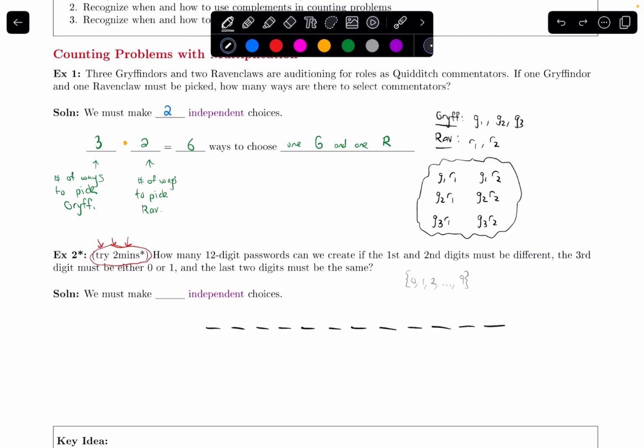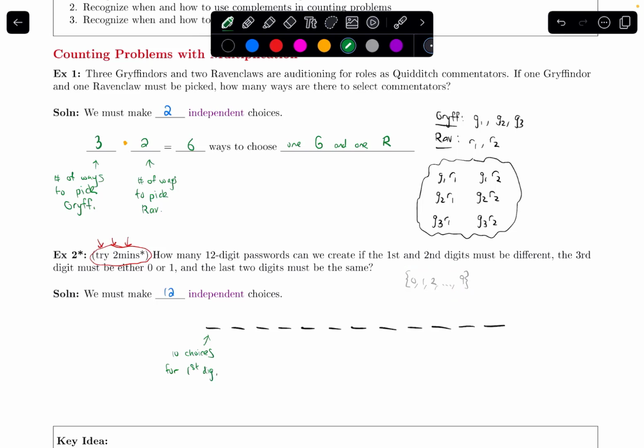So for this problem, we are going to be making 12 independent choices. And I'll talk more in a little while about why these actually are independent. And what does that mean more precisely? So the first and second digits must be different. So how could I deal with that? Well, for this first digit, there are 10 things I could pick. There are 10 choices, because it could be any one of these integers between 0 and 9. 10 choices for the first digit.